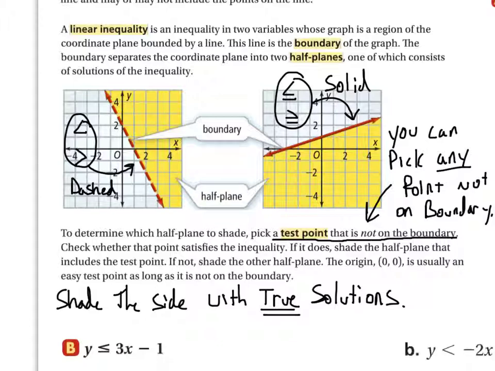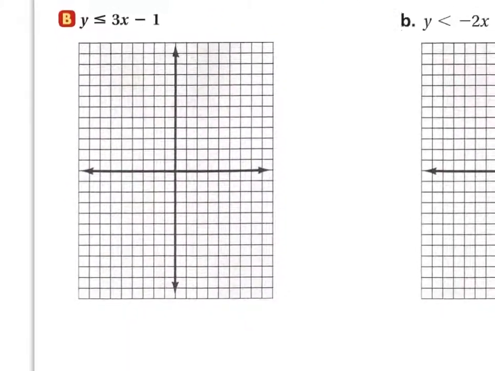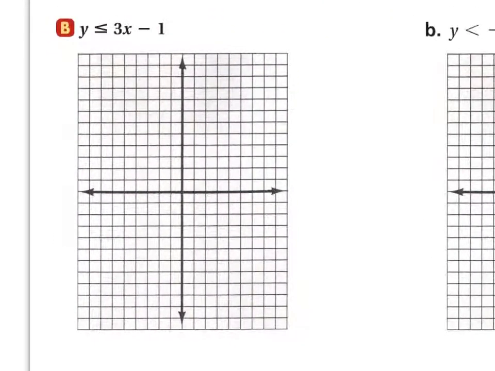Let's look at the example right below this. Right below this we have y is less than or equal to 3x minus 1. Is this a line or is this an absolute value? It's a line. How do you know? Because there's no absolute value. That's all there is to it. There's no absolute value, so this is going to be a straight line. And also notice it's in the form y equals mx plus b.